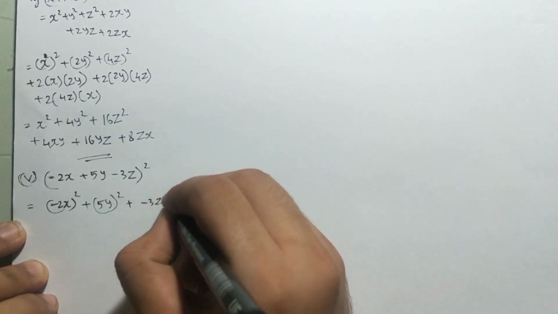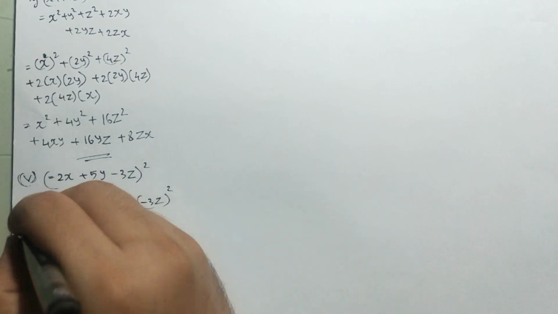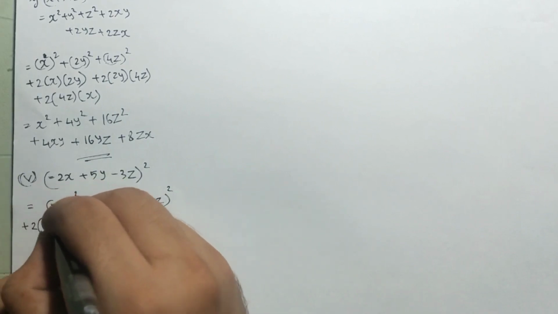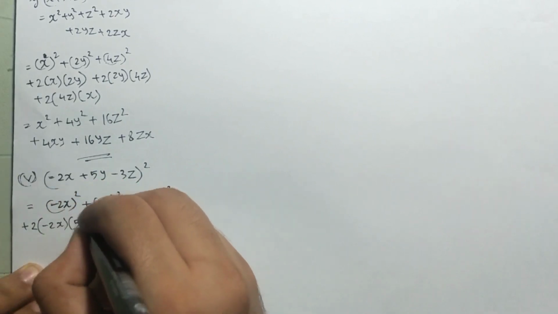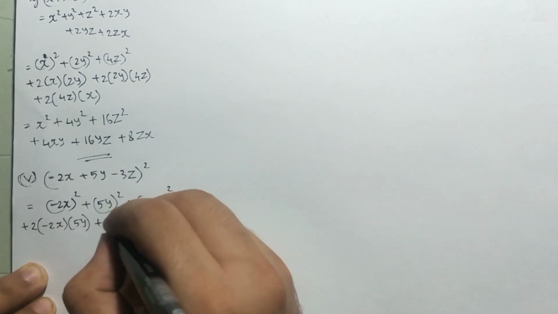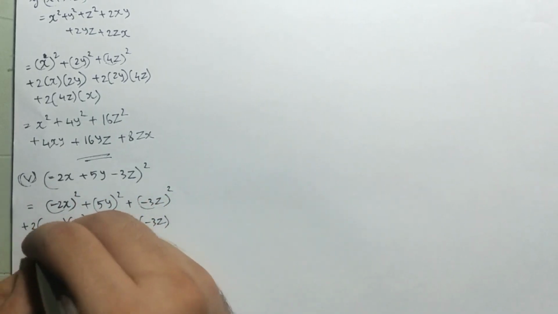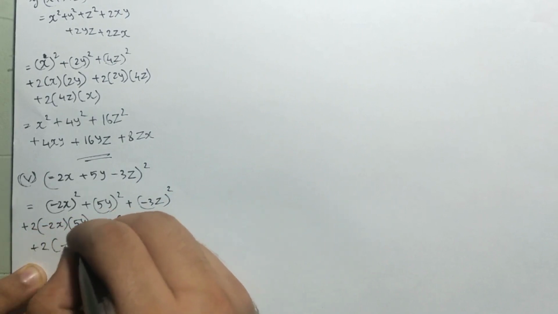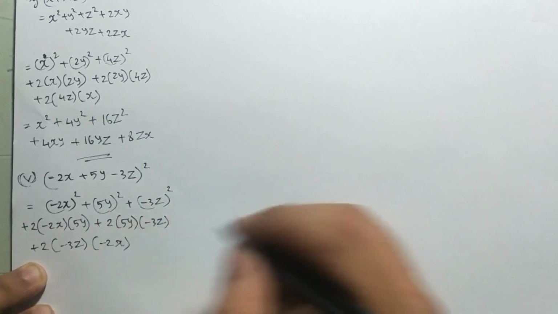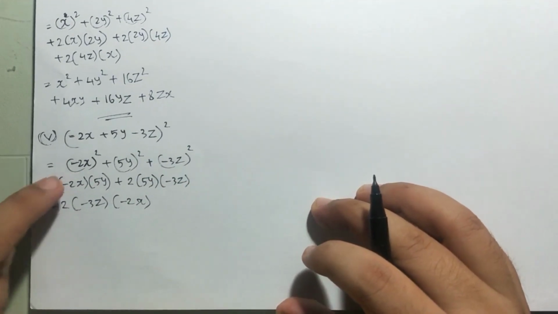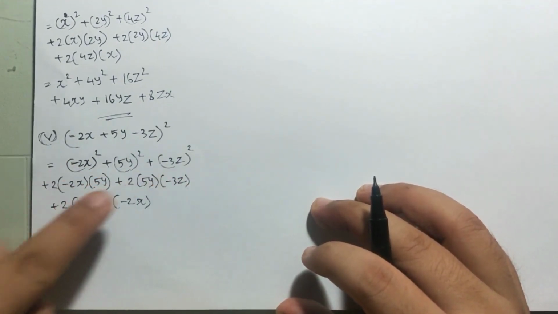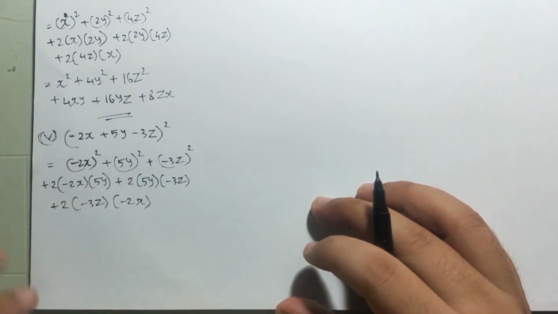Plus minus 3z whole square, plus 2 multiplied by minus 2x into 5y, plus 2 multiplied by 5y into minus 3z, plus 2 multiplied by minus 3z into minus 2x. The identity is (x plus y plus z) whole square equals x square plus y square plus z square plus 2xy plus 2yz plus 2zx.